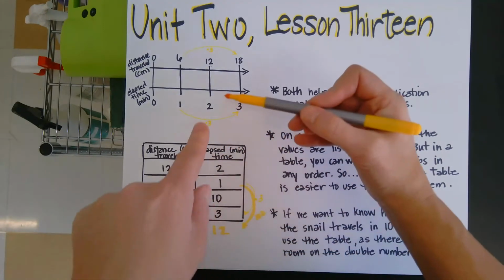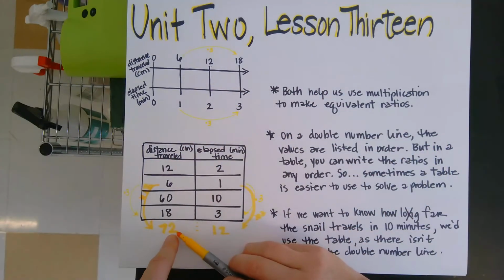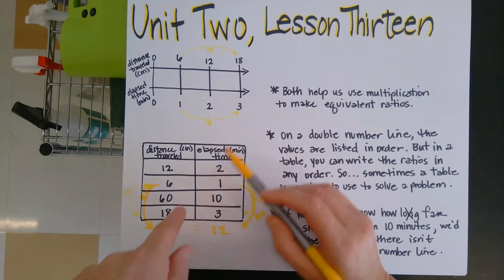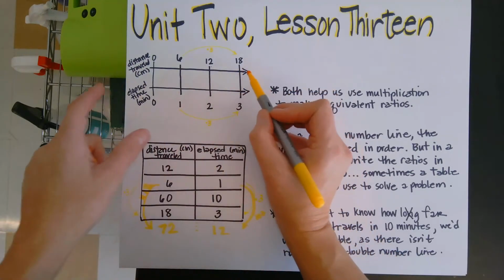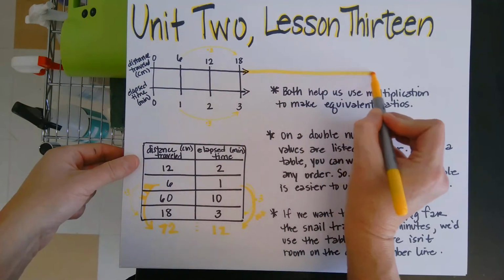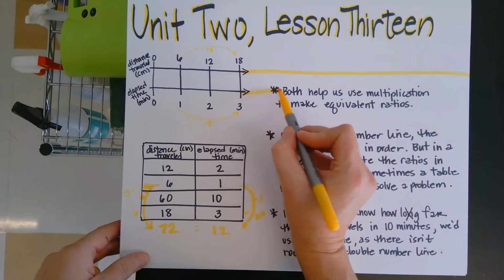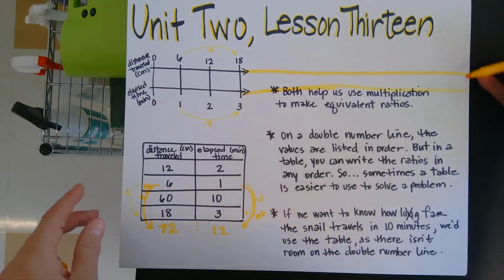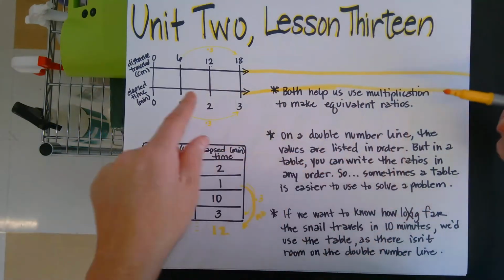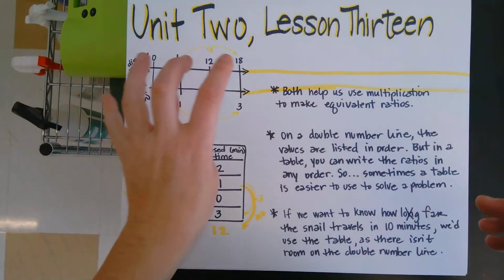So a table is not requiring us to space out our numbers in a nice interval way, like a double number line. If I wanted to figure out the same question, how long it would take the snail to travel 72 centimeters, I would have to extend this line. I mean, look at this. I'd have to go way out here, and it would fall off the paper, before I could actually get to where it lines up for my double number line. So in a problem like this, you wouldn't want to use the double number line.